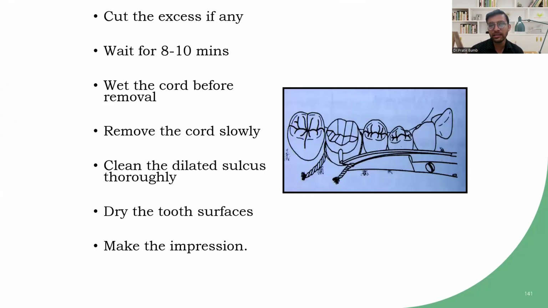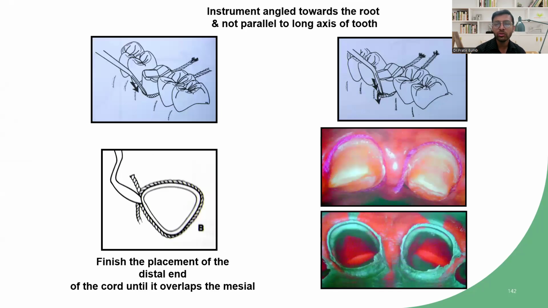So cut the excess if you find any, and wait for 8 to 10 minutes and wet the cord before removal. You have to wet the cord and remove it; if you are using a double cord, remove it, clean the dilated sulcus thoroughly and dry the tooth surfaces, and then make your impression. So the instrument angle is towards the root and not parallel to the long axis of the tooth. This is a very important point.